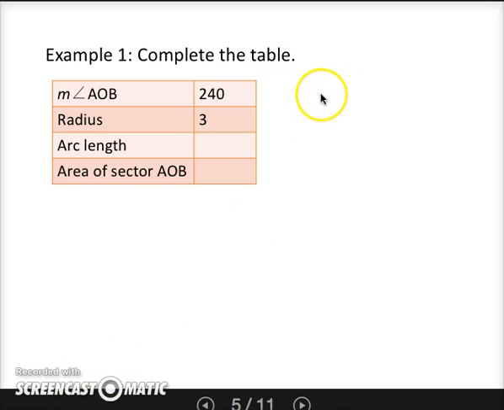We're asked to complete this table. Since we know that we're dealing with sectors and arc lengths, let's start by drawing a circle. We're given the measure of angle AOB, so A is some point on the edge of the circle, O is usually the center of the circle. Where's B going to be?